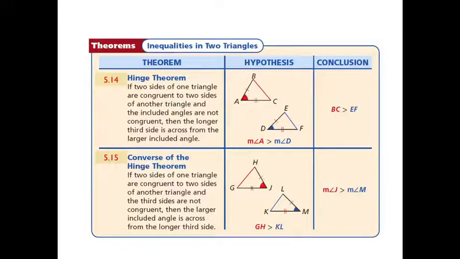In the converse of the hinge theorem, we have the same process. We still have to have the two congruent sides, just like we did before. But now instead of knowing something about the angles, I know something about those third sides in each of the two triangles. In the case here in the picture, I know that side GH in the first triangle is actually longer than side KL in the second triangle. And if that's true, then the angle opposite GH, which in this case is angle J, has to be bigger than the angle opposite KL, which in this case is M. So angle J has to be bigger than angle M, which is what we see as the conclusion for the converse of the hinge theorem.